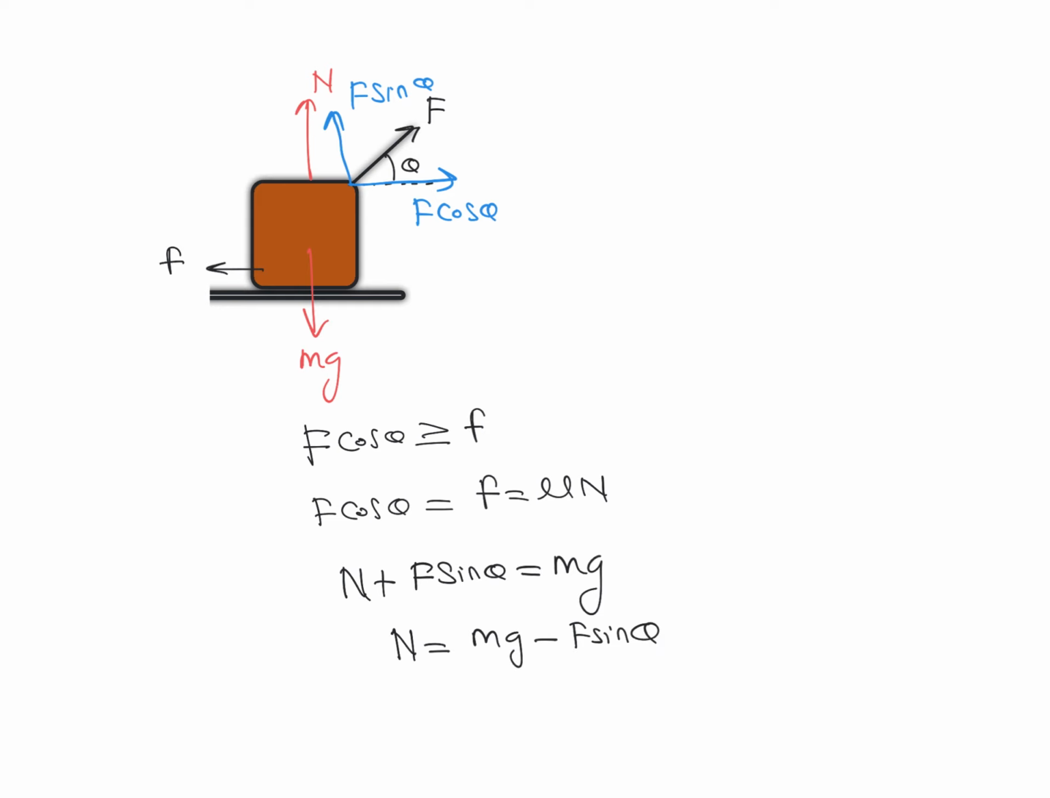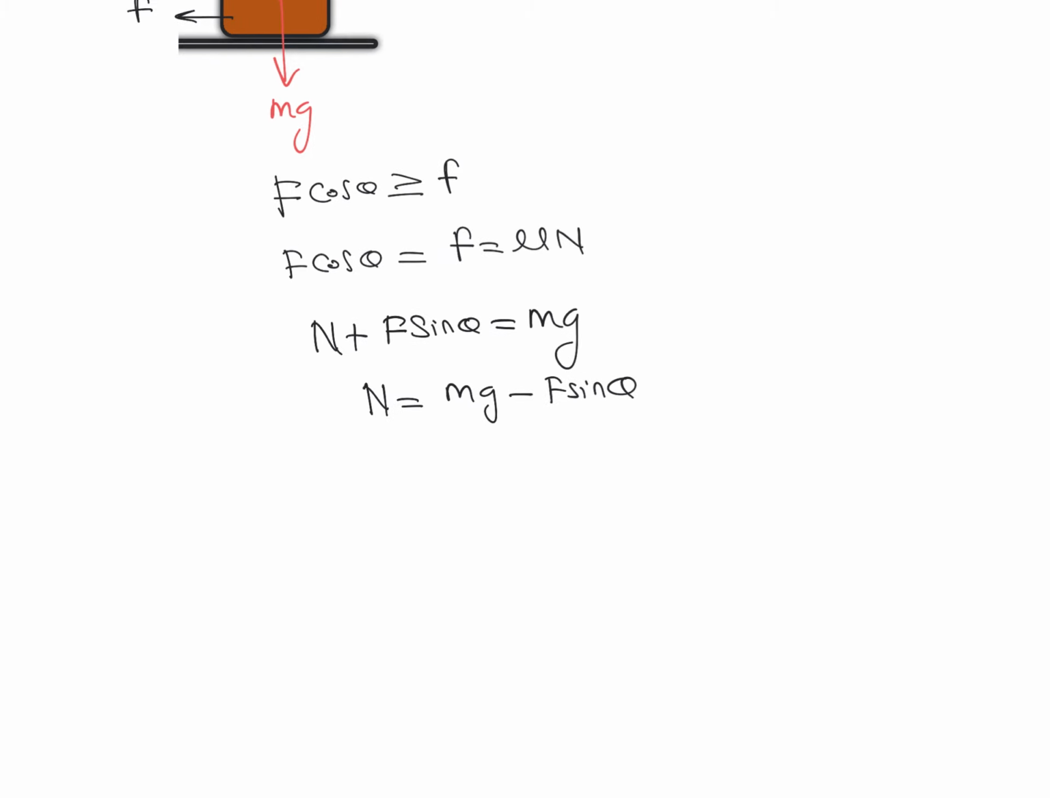So over here you can observe that in the first situation it was mg, and in the second situation it was mg plus f sine theta, and now it becomes mg minus f sine theta. So the value of normal reaction is decreased, so the value of frictional force is decreased, so the applied force or the force required to displace this object will also decrease. So if you are exerting a force something like this, then in this situation we can displace the object with a minimum force as compared to the other situations.